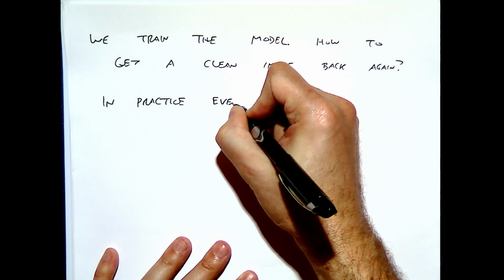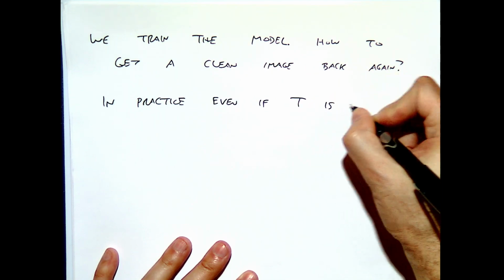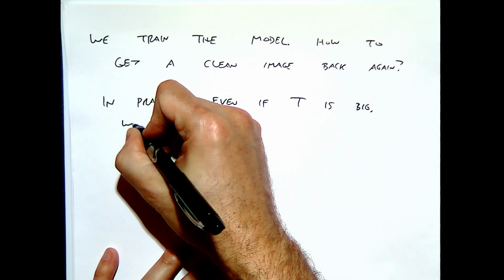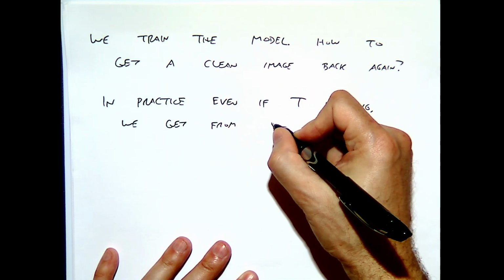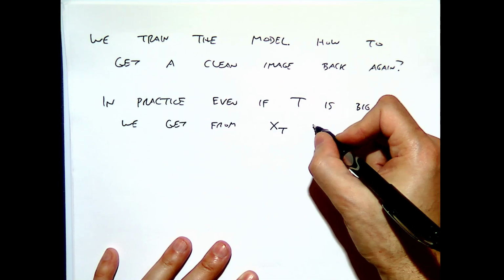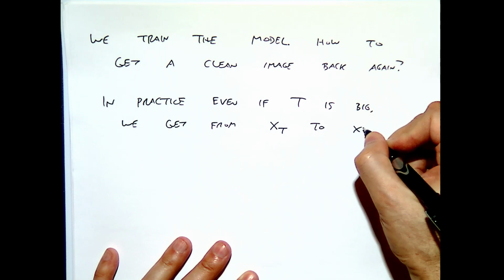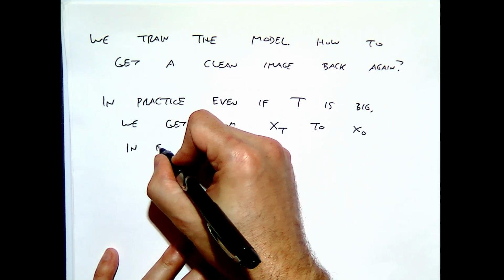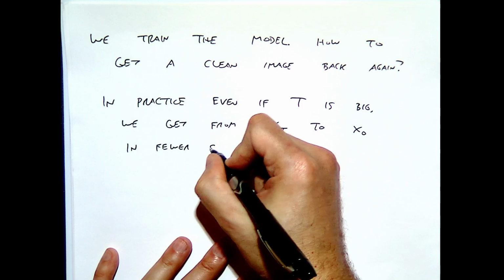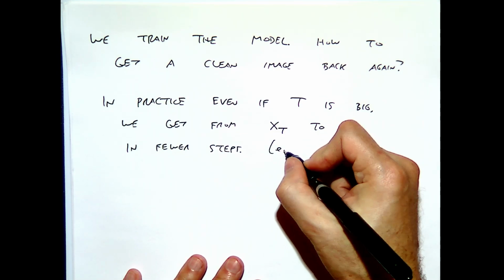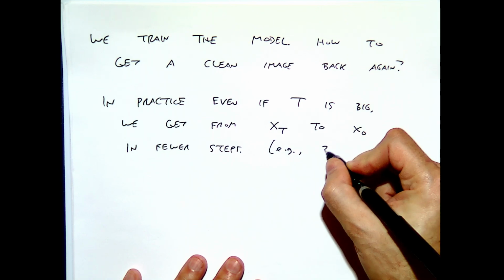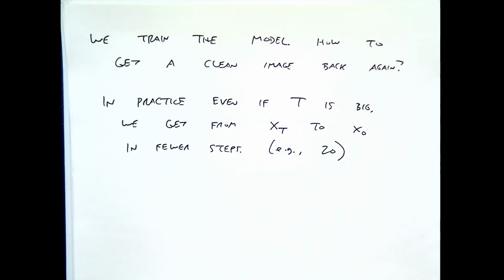even if this original t is big, we get from xt, which is super noisy, to x0 in fewer steps. Like maybe we do this in like 20 steps instead of 1,000 steps. And so how does that work?